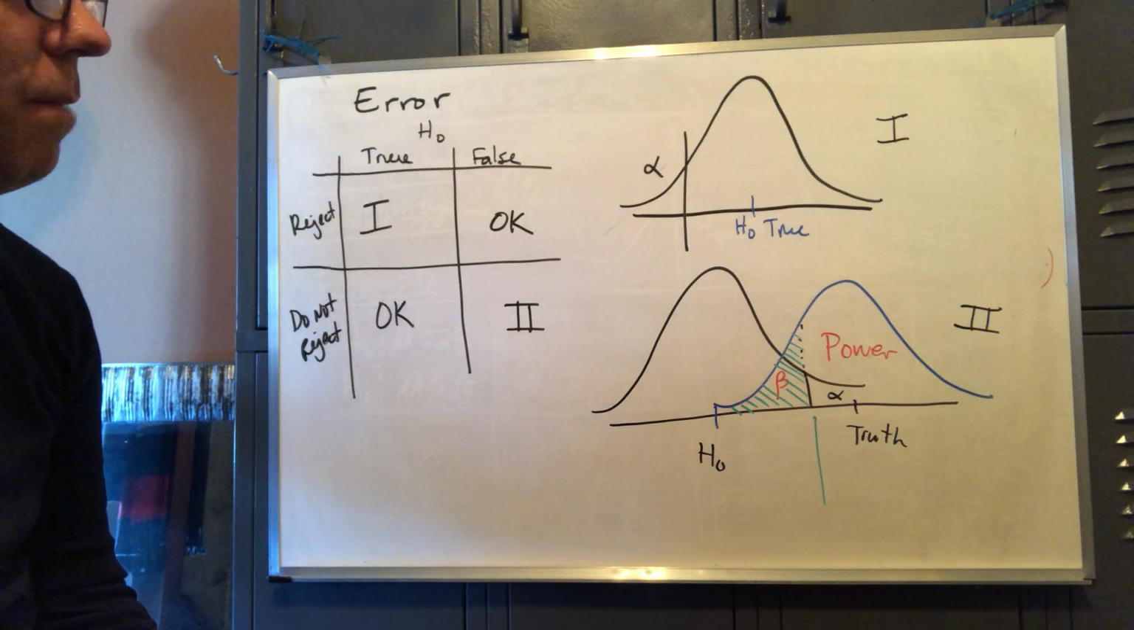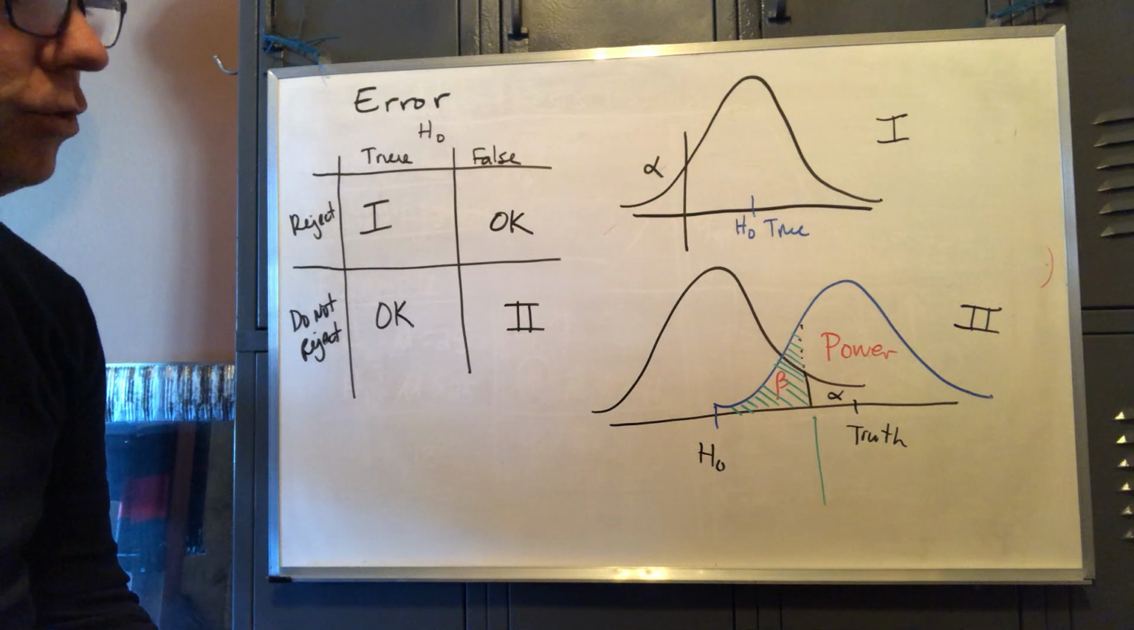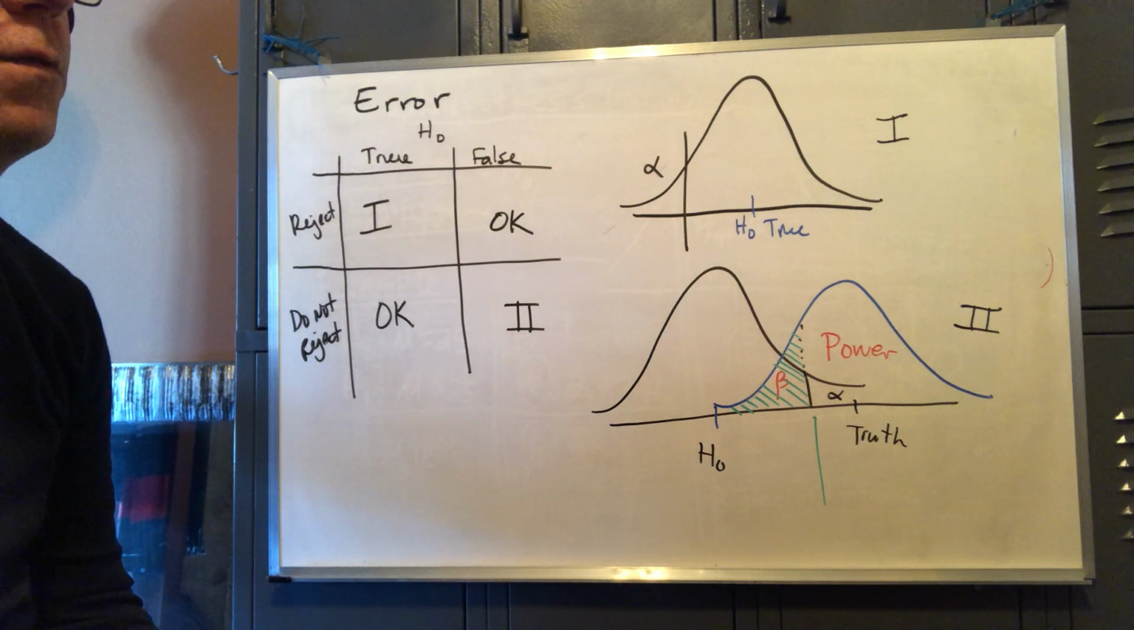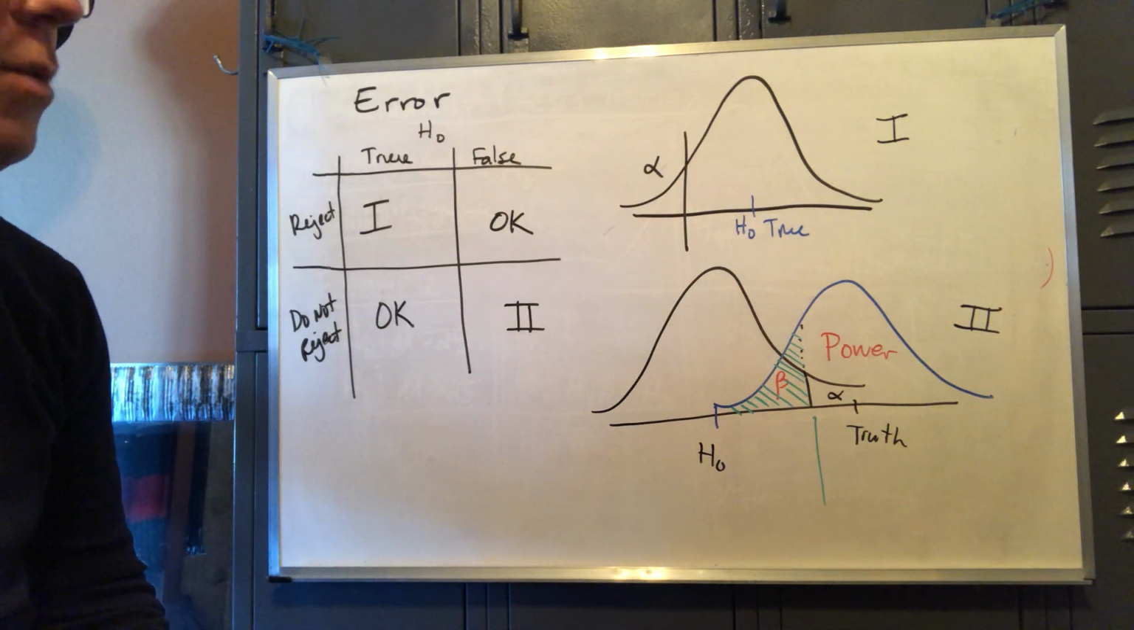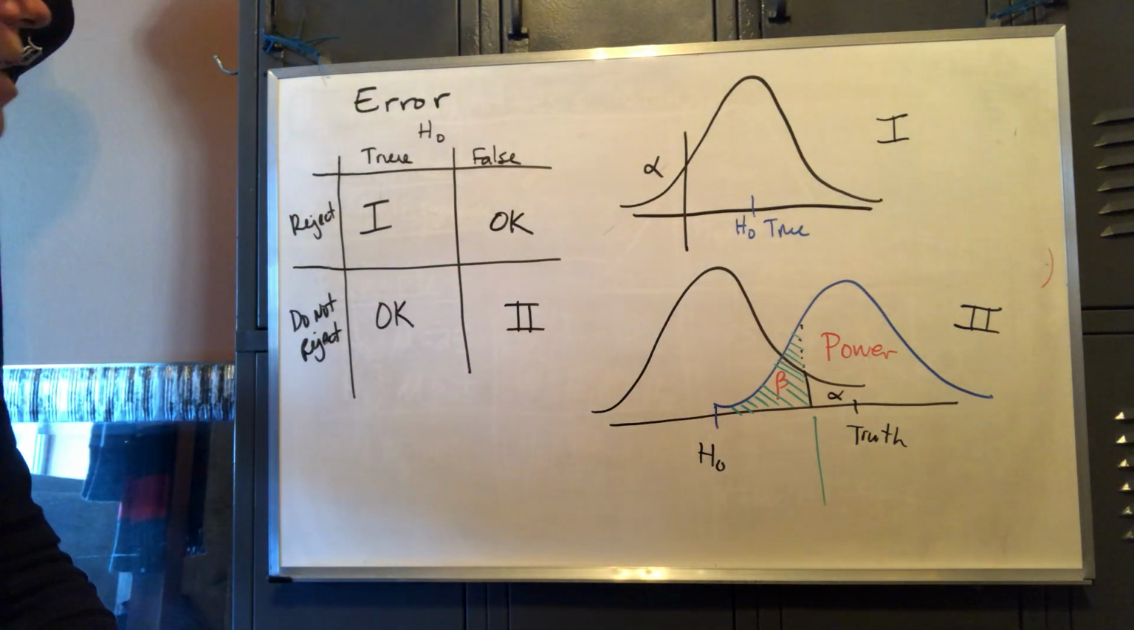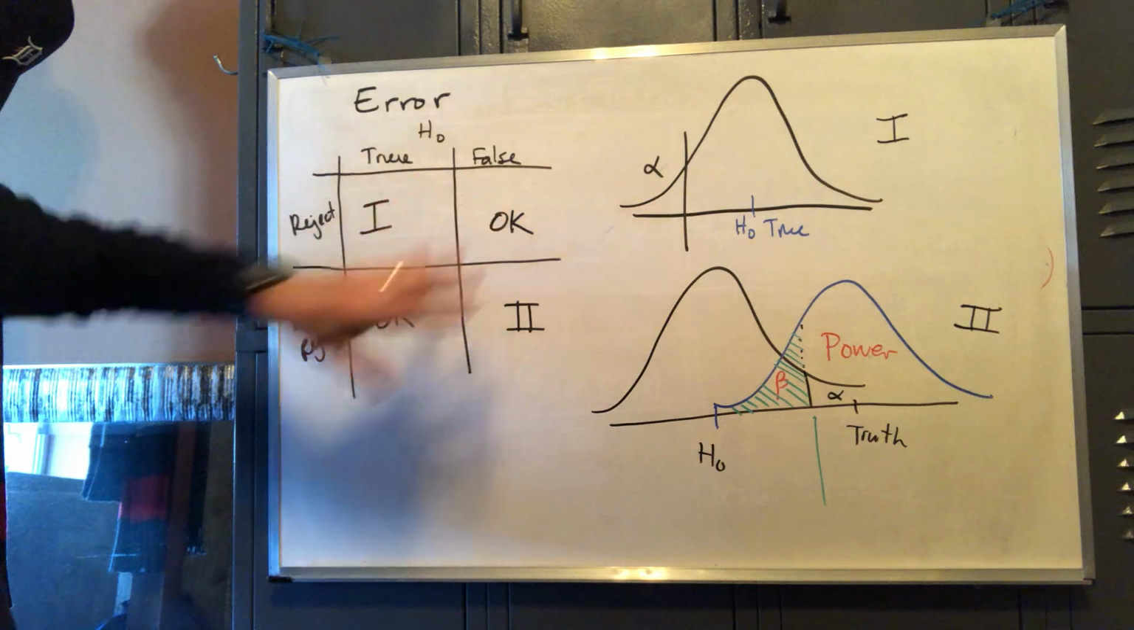Or the null hypothesis is not true, but our sample was close enough to the non-truth that we should have rejected it and we didn't. So we're going to look at those two types of things. So I made a little chart here. This is my error chart.